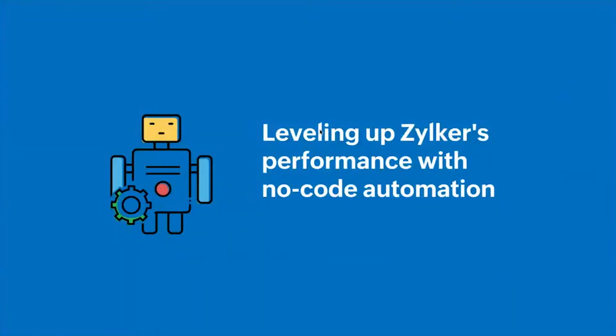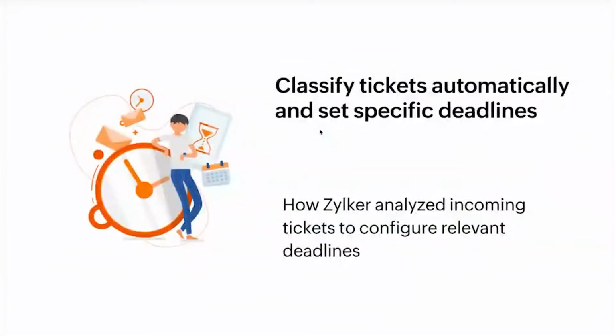So let's go ahead and see how we can level up Zilka's performance using no-code automations or sometimes low-code automations in ServiceDesk Plus. Now, the first aspect I want to talk about is how you can classify tickets automatically and set specific deadlines. Now, Zilker needs a way to analyze all incoming tickets, judge their importance, and configure relevant deadlines. So, we'll go into the application and we'll see how this can be achieved.